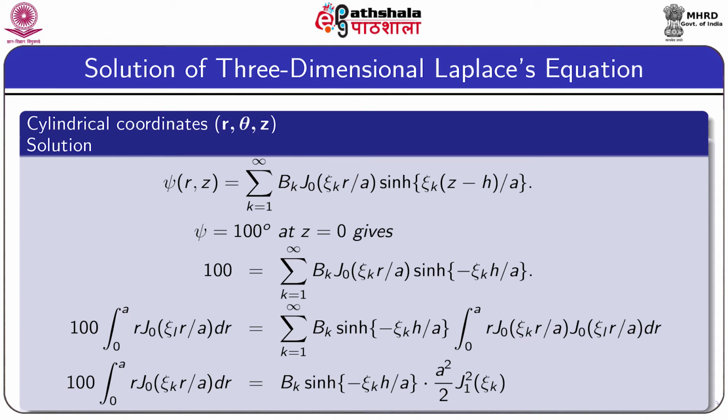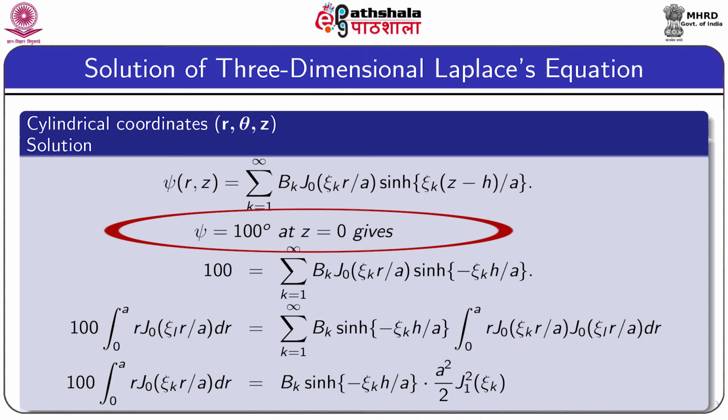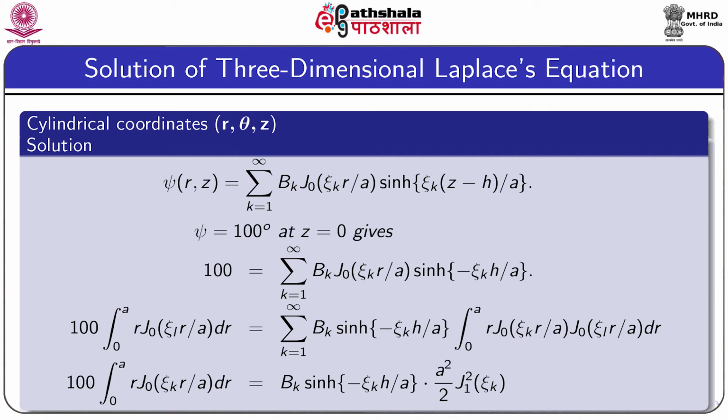Therefore, using the principle of superposition, we can write the general solution as ψ = sum over k of bk J0(ξk r/a) sinh(ξk (z-h)/a). Now, the other condition is ψ = 100 at z = 0. So, it gives the relation 100 = sum over k of bk J0(ξk r/a) sinh(-ξk h/a), and this is again a Bessel series.